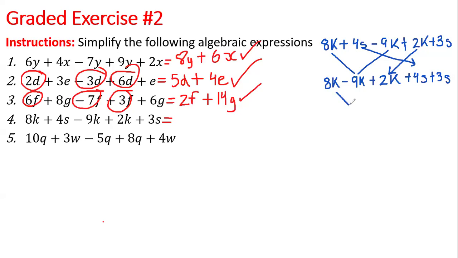And so we have 8k minus 9k, which gives us negative 1k, plus 2k. Plus 7s. What do we have with 4s plus 4s plus 3s? That's going to be 7s. Negative 1 plus 2 is 1k. So 1k plus 7s. Did anyone get that? Yes, I did.